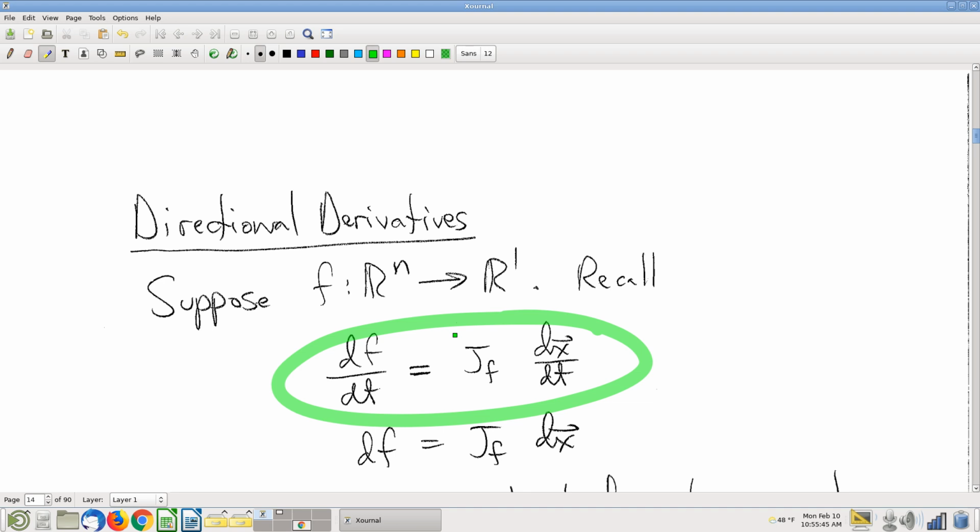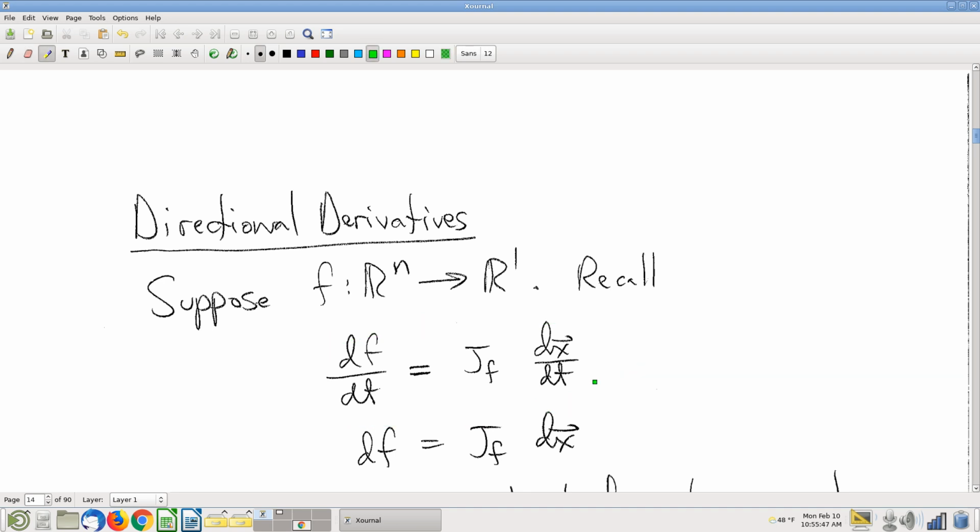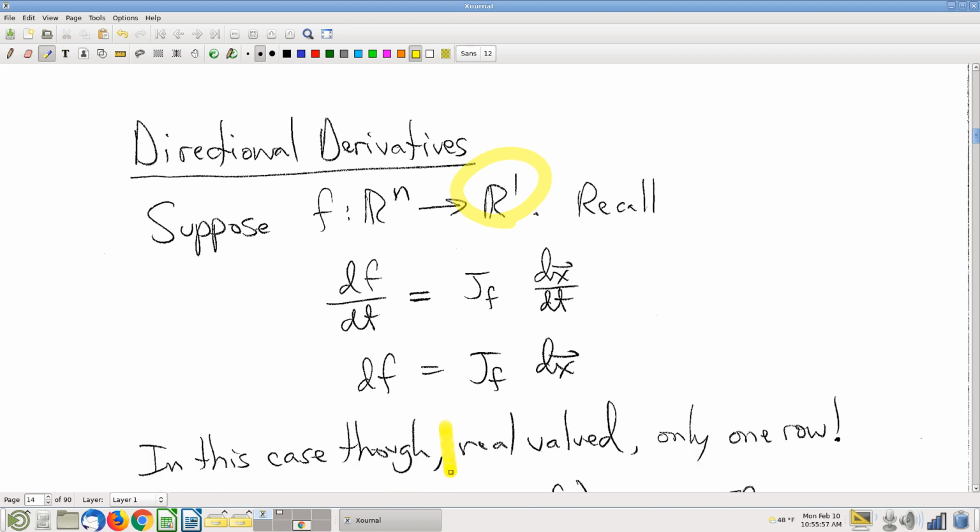Okay. All right. Now we're going to consider a special case of this formula to develop a key concept. We're going to consider the special case where we're looking at a real valued function, right? So real valued just means that the values of the function are just real numbers, a single real number. So real valued is a convenient way to say the target is R1.